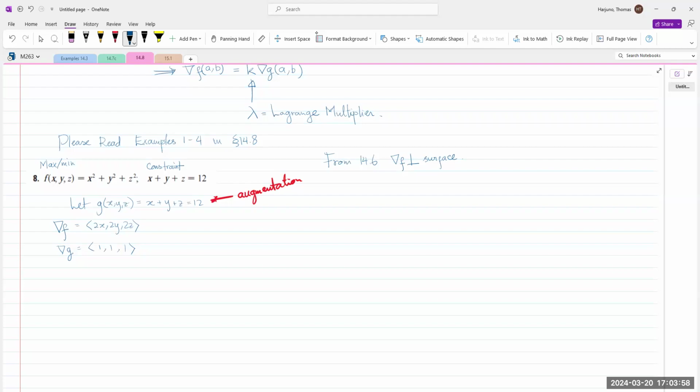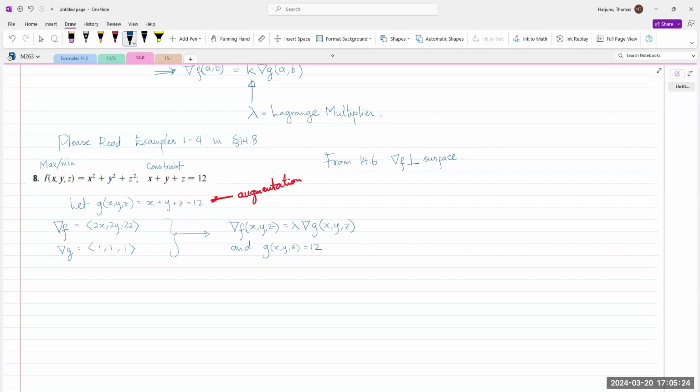Okay, give me a second. Okay, so am I continuing? Yeah. So those are the gradients. So what do we need to solve? What we need to solve for are all the coordinates x, y, z that satisfy this and the constraint. That's what we need to solve.